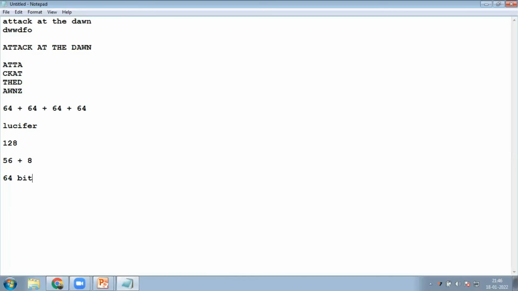The data encryption standard block size is 64 bits. So for "attack at the dawn", I have conveniently not taken the spaces for illustration purposes, but when you do an encryption, the space is also considered as a part of your calculation. So ATTA becomes a 64-bit block, CKAT becomes a 64-bit block, THET becomes a 64-bit block, and AWN, Z is a filler, also becomes a 64-bit block.